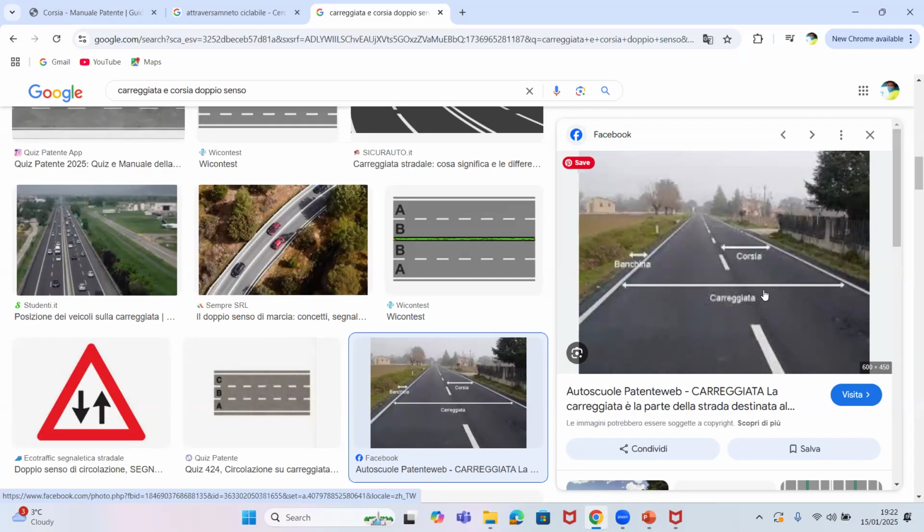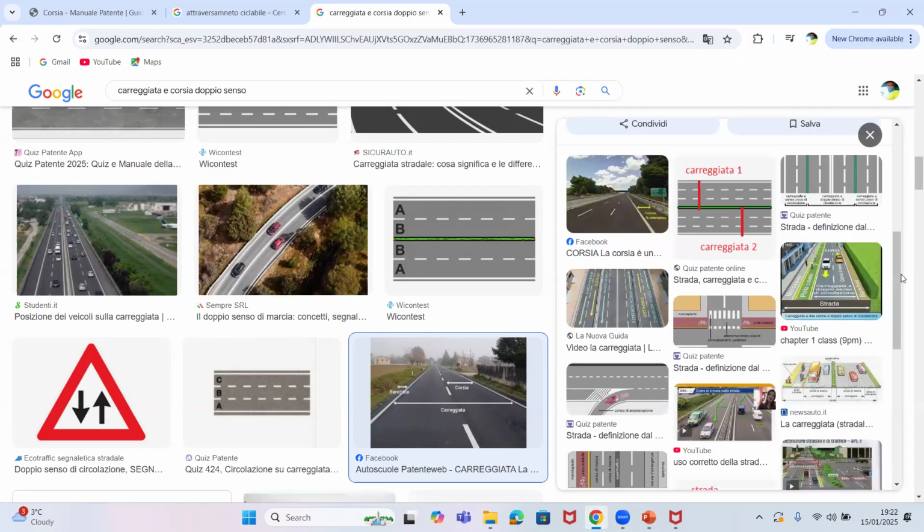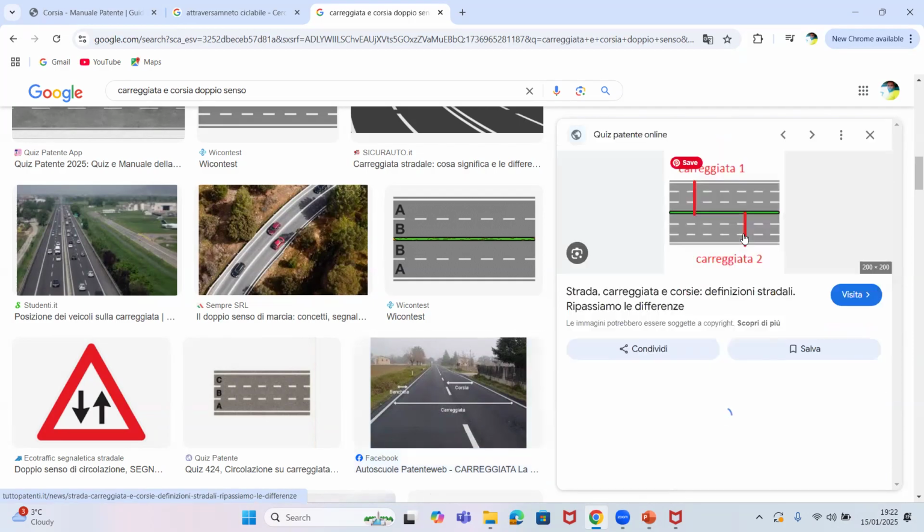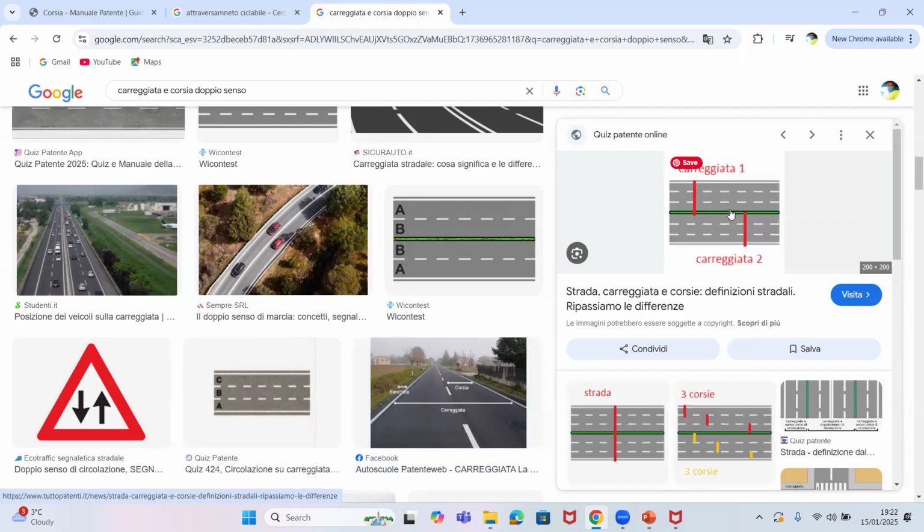For example, they can't put this continuous line here. Where is the corsia? The corsia always starts from the border to the other border. So inside the carreggiata, you can even find 5 corsie. You can see 4 corsie. You can see as many corsie as possible. Is it clear, guys? Look at this one. Yes. So now I'm going to do one more.